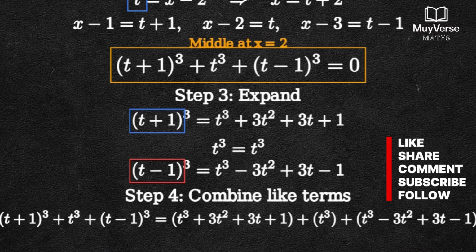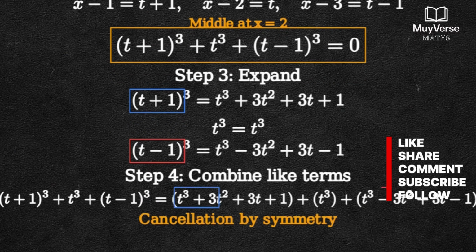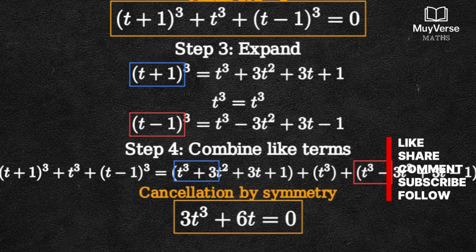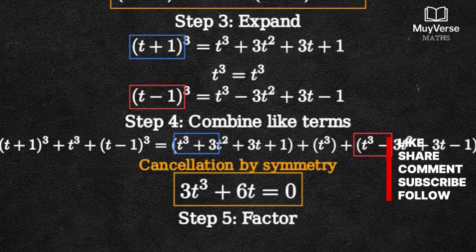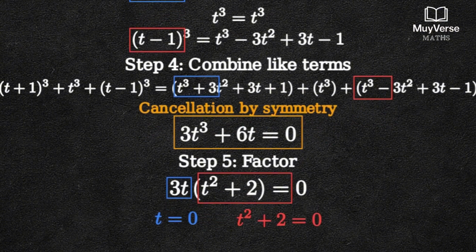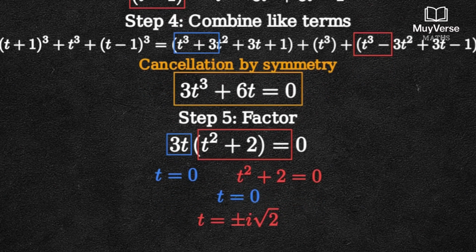The plus 3t squared and the minus 3t squared cancel. The constants 1 and minus 1 cancel. We are left with 3t cubed plus 6t. Step 5. Factor out the common factor. 3t times (t squared plus 2) equals 0. So either t equals 0 or t squared plus 2 equals 0. Solve the branches. From t equals 0, we already have t equals 0. From t squared plus 2 equals 0, t squared equals negative 2, so t equals plus or minus i times the square root of 2.